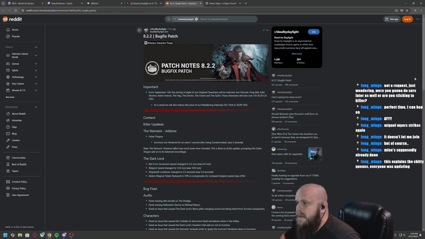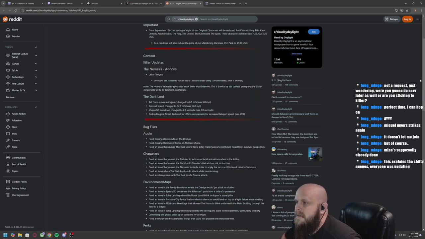Important: from September 12th, the pricing of 8 original characters will be reduced. Add-ons: Liquor Tongue. Survivors are hindered for 1 extra second after being contaminated. Was 3 seconds. Note: Nemesis hindered effect was much lower than intended. This was fixed as of this update, promoting the Liquor Tongue add-on to be balanced accordingly.